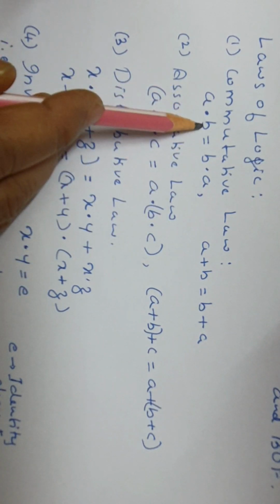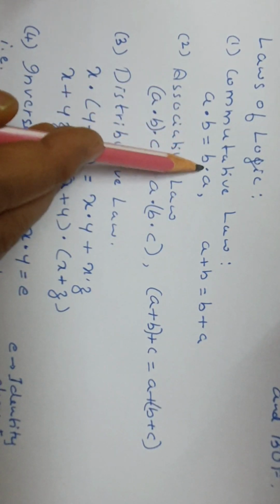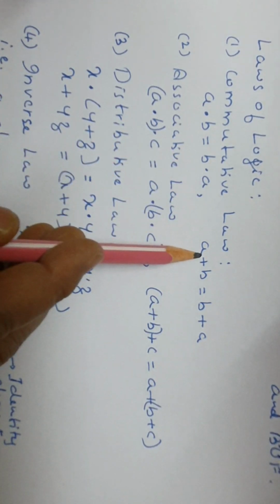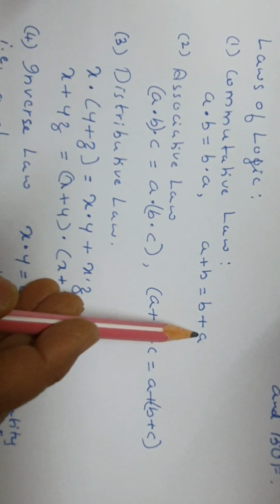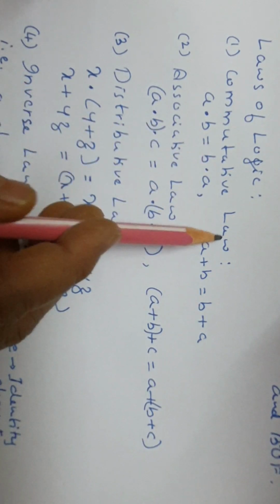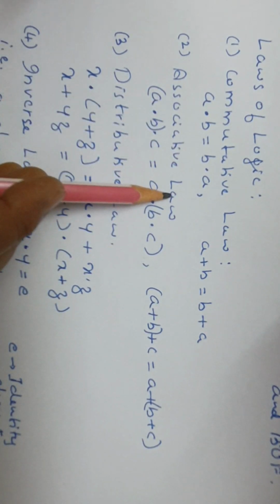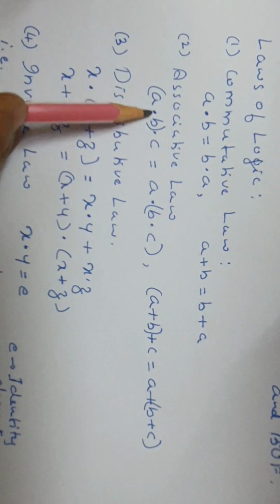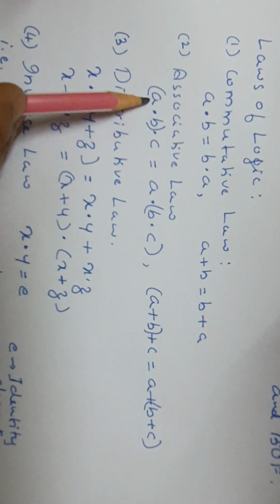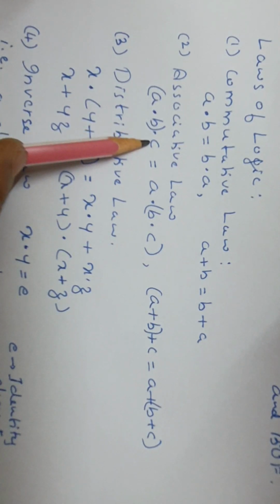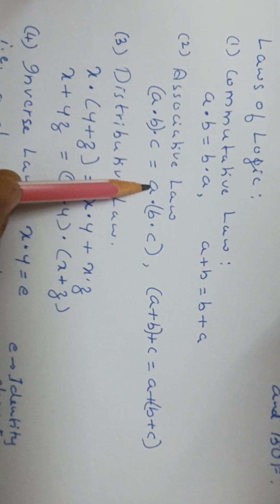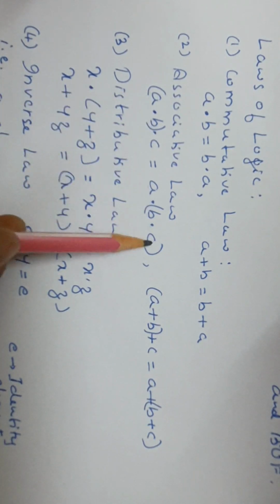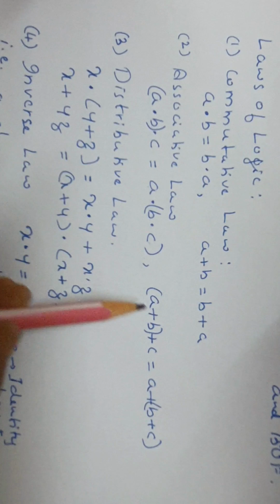A logically ANDed with B is equal to B logically ANDed with A. Similarly, A logically ORed with B is equal to B logically ORed with A. This states commutative law. Associative law states that A logically ANDed with B first, the output of that logically ANDed with C is the same as B logically ANDed with C, the output of that logically ANDed with A. So here grouping is changed, but even then the output will be the same.